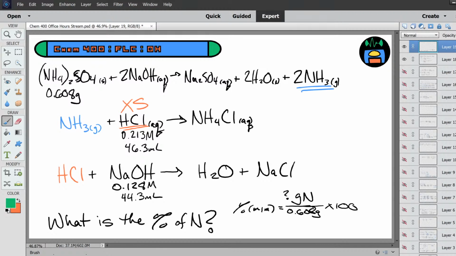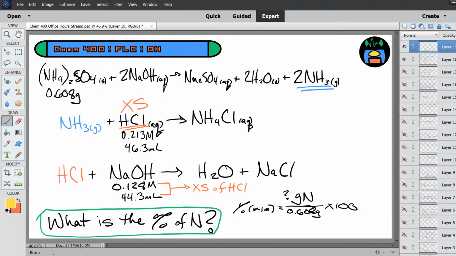All right, so that is what we're after. Percent of nitrogen. Okay, now I'm going to lay out conceptually where we're going. This will tell us the excess of HCl. These two things right here will give us the total HCl. All right.